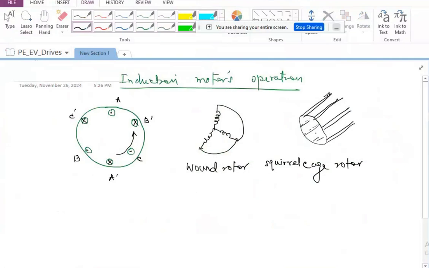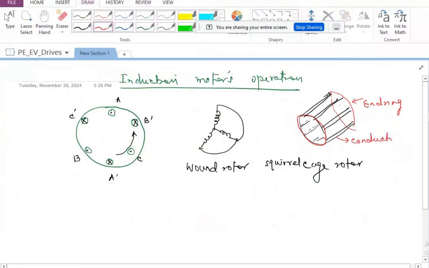And they are all going to be short circuited on both sides with two end rings. So this is going to be one end ring, and this is going to be the other end ring. This is how they are going to be short circuited. So we call this the end ring, and we call these the rotor conductors. And if you look at this, it is looking like a cage.